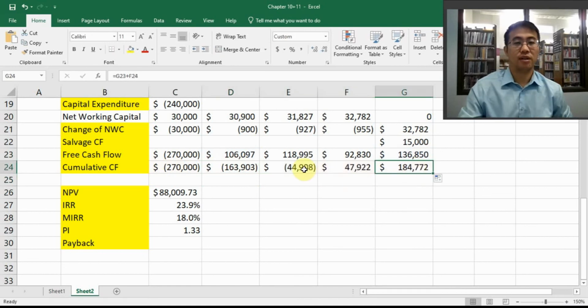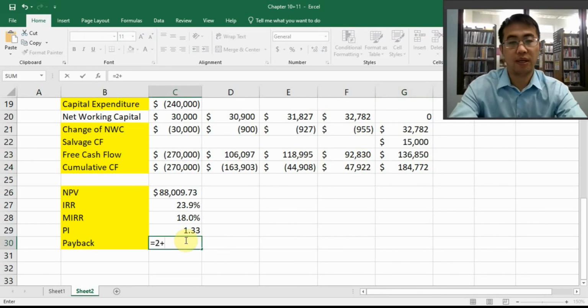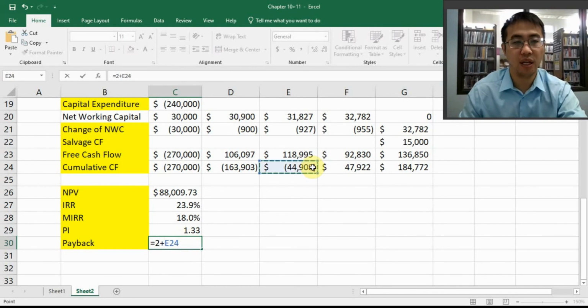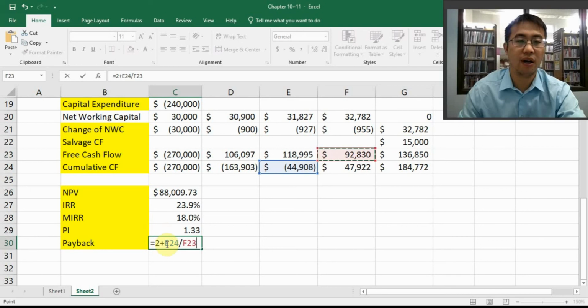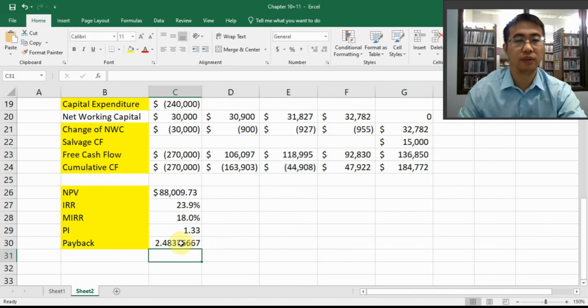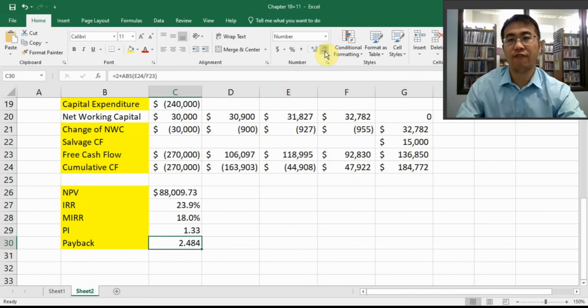Okay, as you can see, this is year 0. After 2 years, your money gets paid back. So how do you get that? It is 2 plus the remaining balance at the beginning of the 3rd year divided by the money you made in the 3rd year. And you know the ratio is negative, so you need to take the absolute value of it. So this is your payback period. It basically is telling you it's going to take 2.5 years to get your money back.